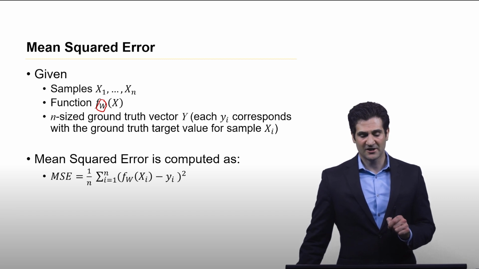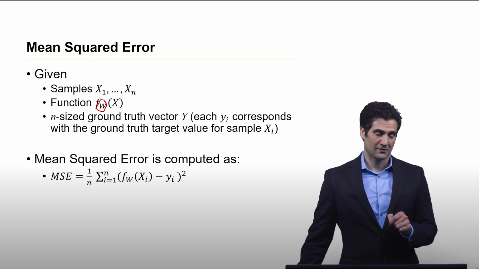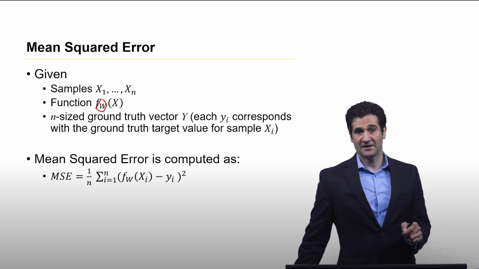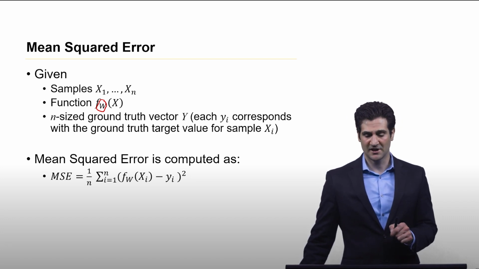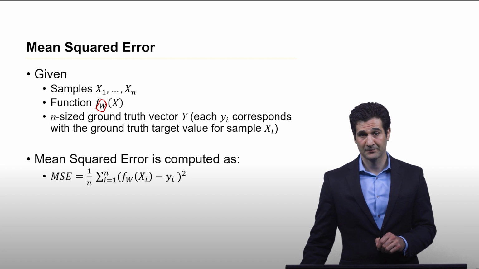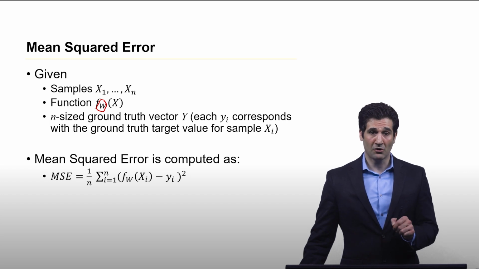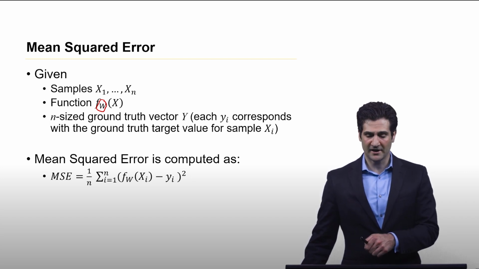Now we also have an n-sized ground truth vector. Now this is n. Remember, m is the number of features. N is the number of samples. So this vector is the size of the number of samples, and this is vector y. And component y_i, so this is a single value, it corresponds with the ground truth target value for sample x_i.